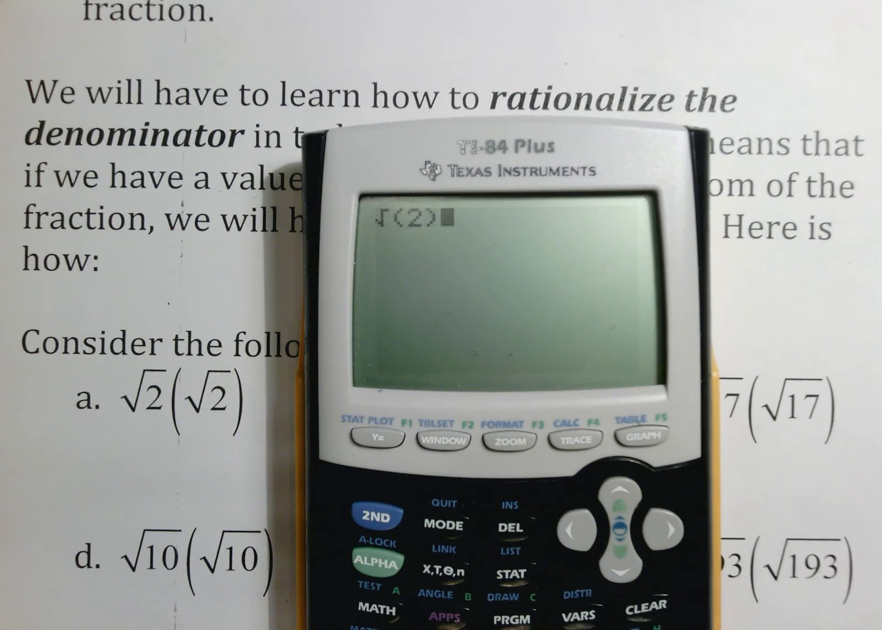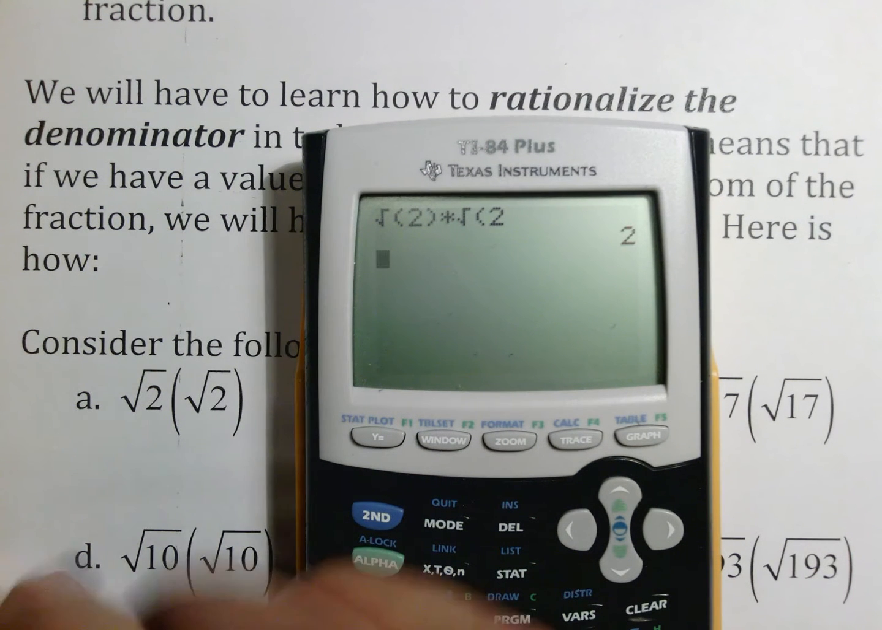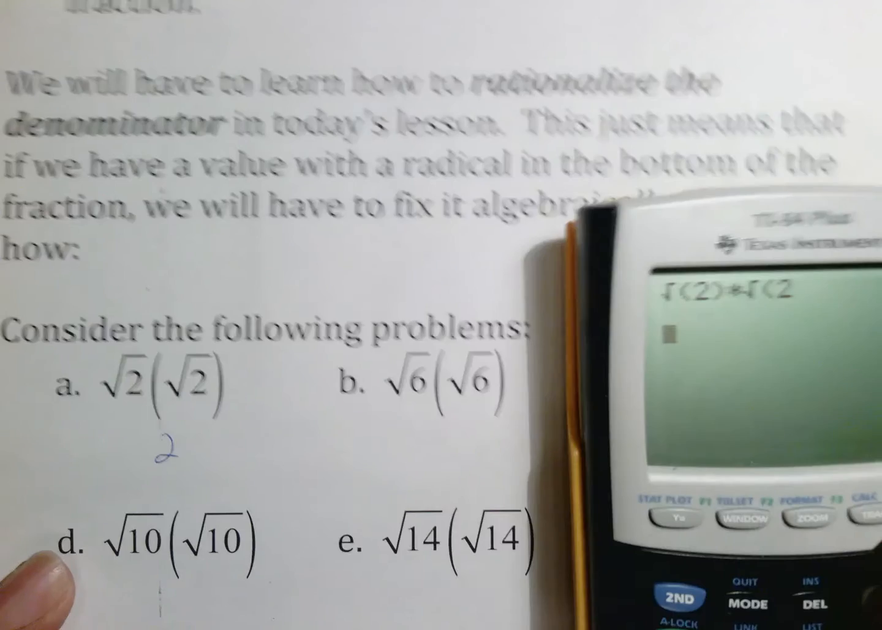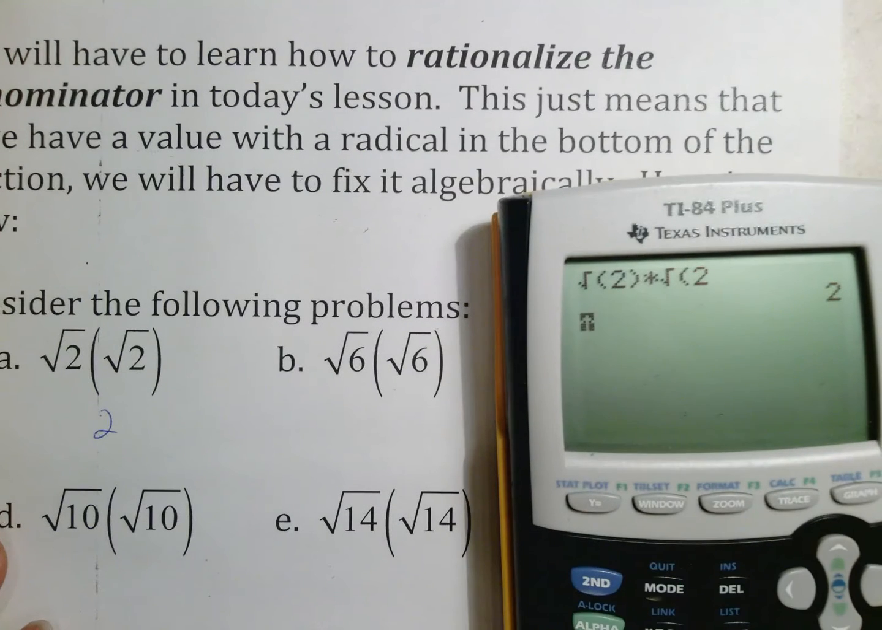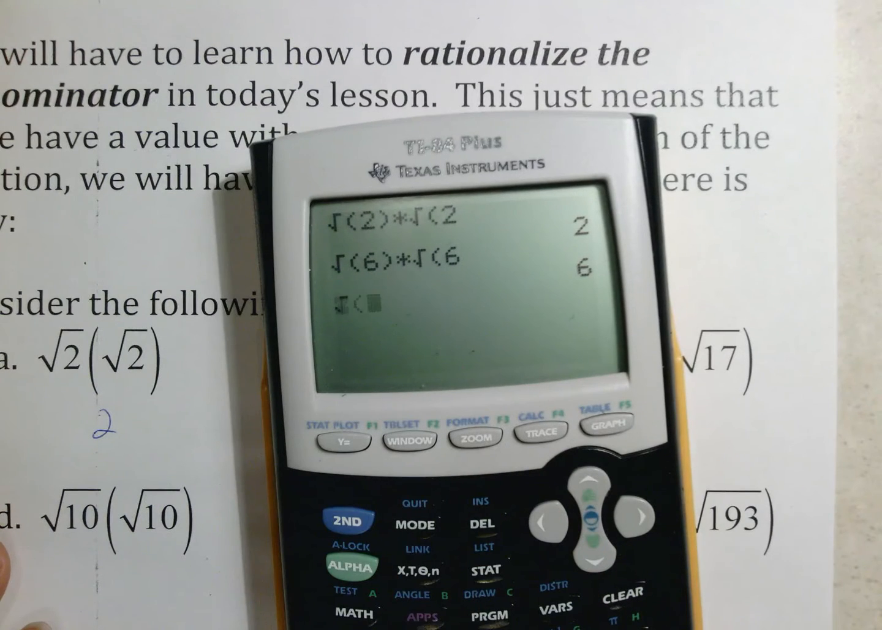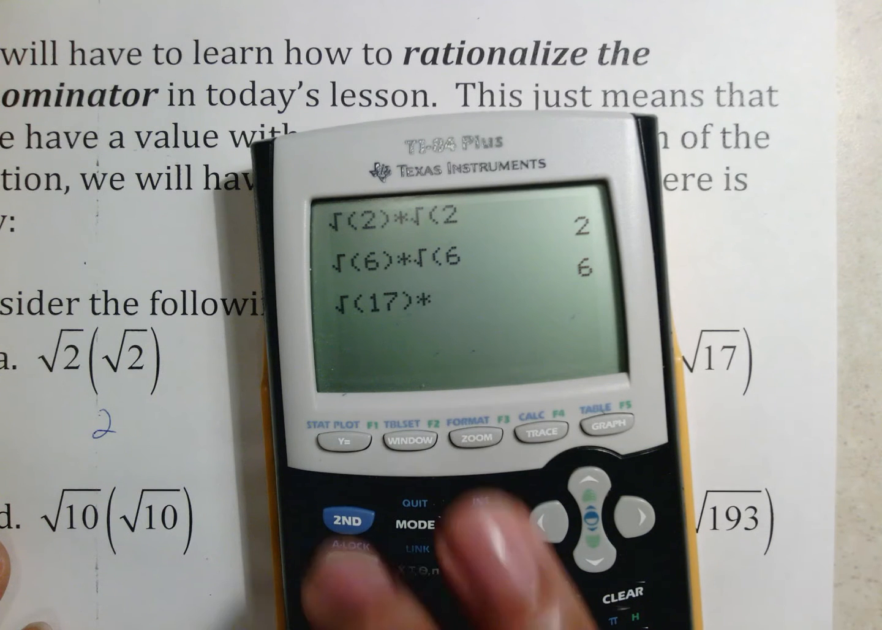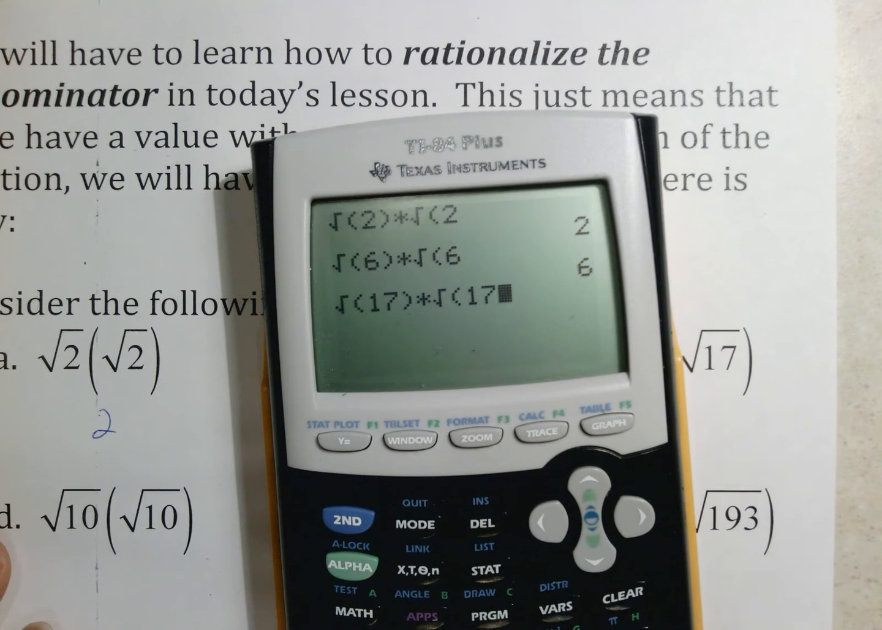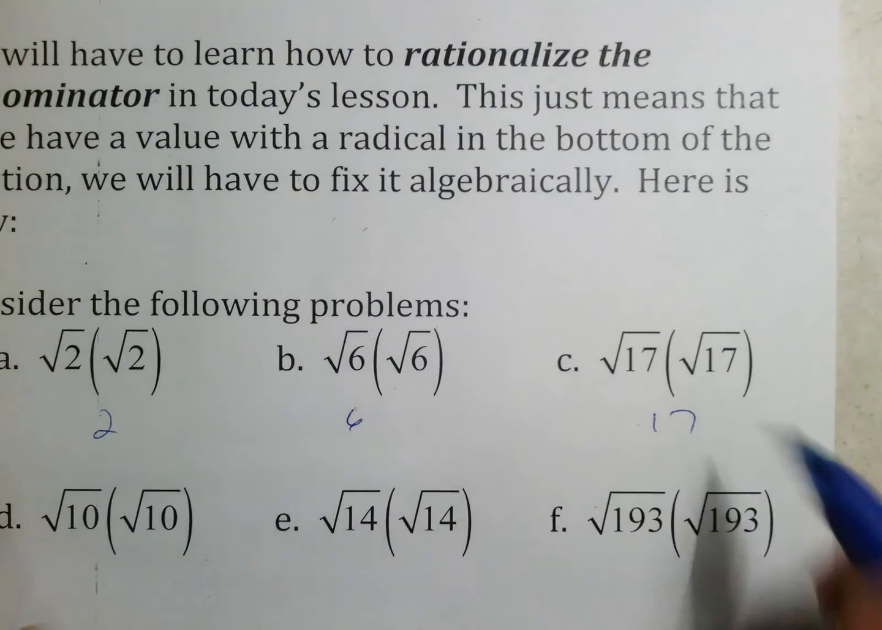Square root of 2, close parentheses, times square root of 2 equals 2. Square root of 6 times square root of 6. Square root of 6 times square root of 6 equals 6. Square root of 17 times square root of 17. And I hope you see the pattern right now.